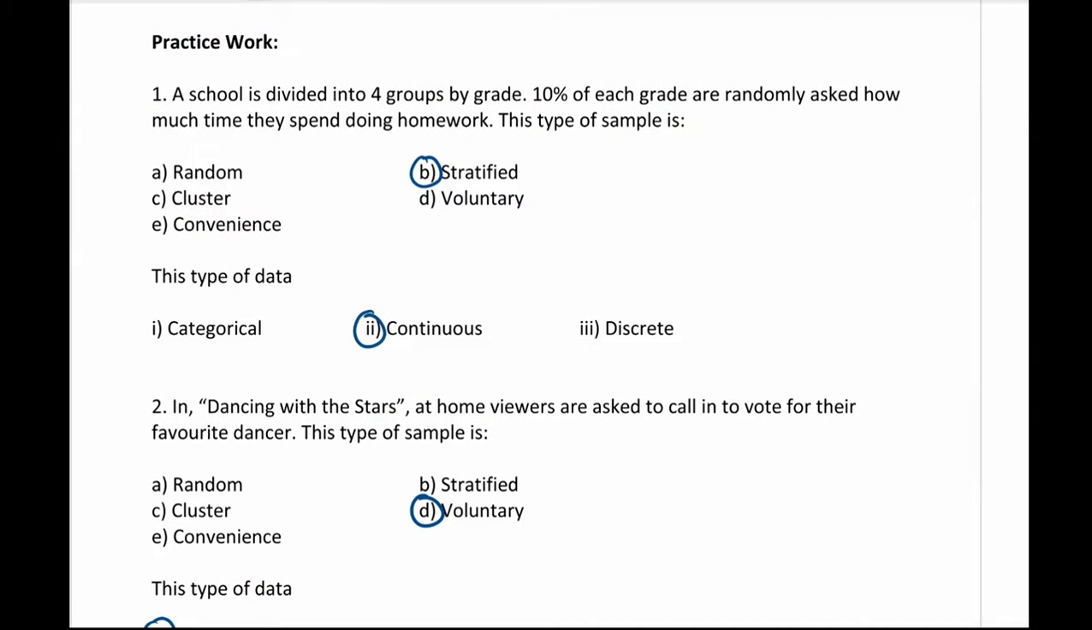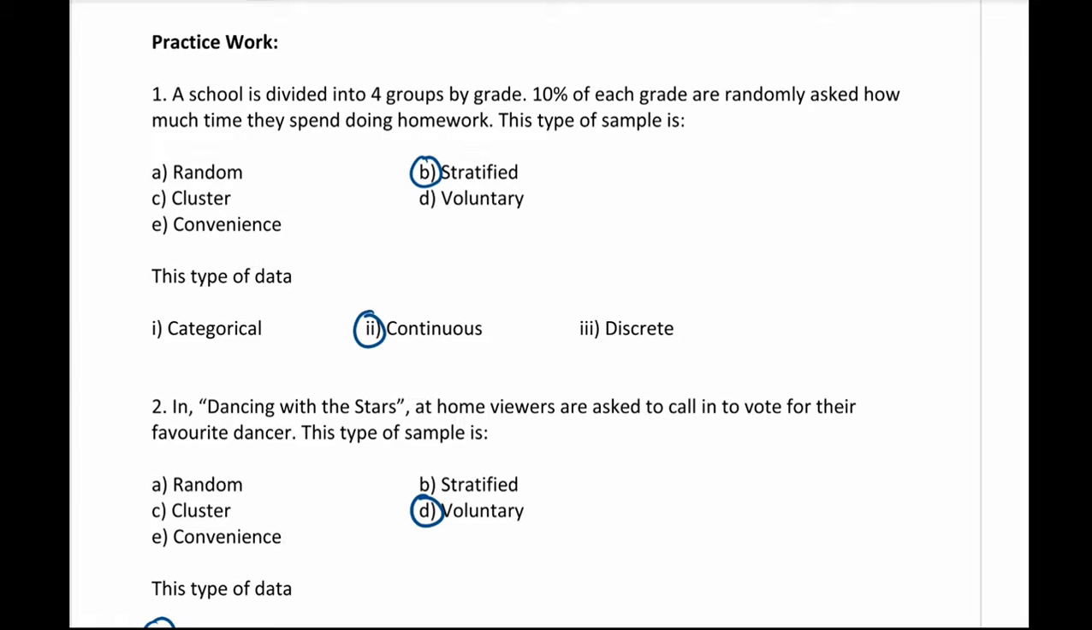So coming back to the multiple choice, in the first example, a school is divided into 4 groups by grade. 10% of each grade are randomly asked how much time they spend doing homework. This would be an example of stratified sampling because you're breaking it up by grade and the sample that you're asking is proportional to the grade.